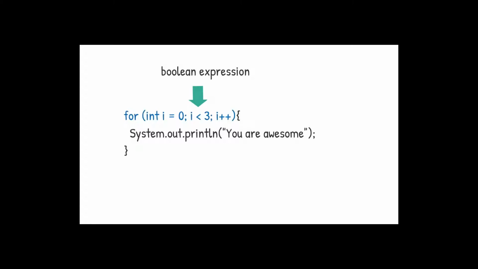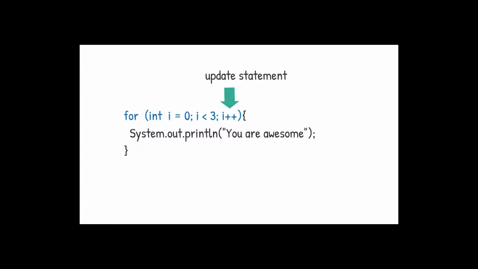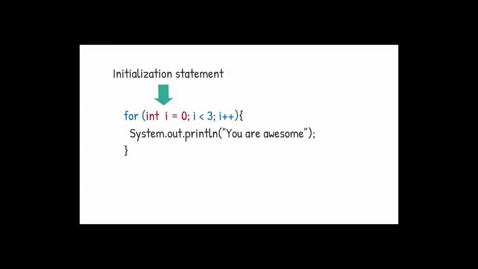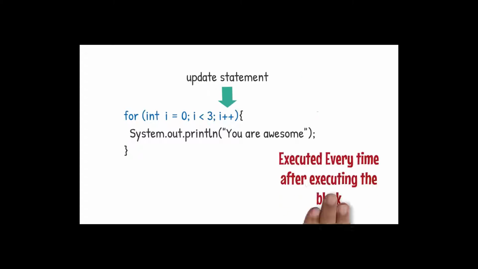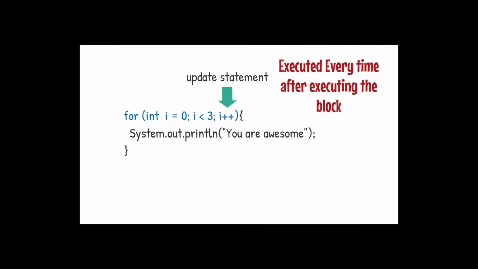The second segment consists of any expression which should evaluate to true or false. Notice that the first two segments should be separated by a semicolon. The last one is the update statement, where the variable that was used in the initialization is updated. The initialization statement is executed only once, only in the beginning. The Boolean expression is evaluated before entering the block every single time. The update statement is executed every time after completing the block.